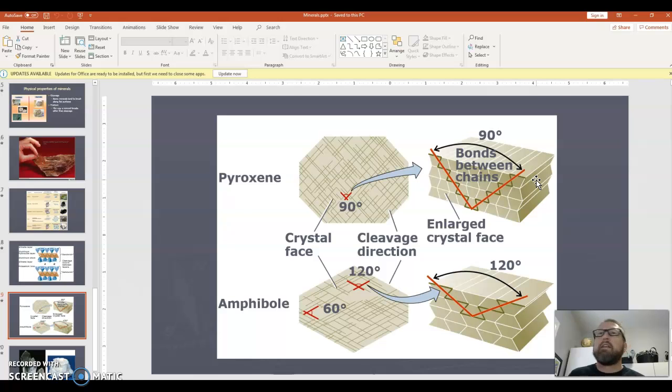Again, you can see that in the Gizmo, but if you have the hand samples, you can see that some of these form cubes at 90 degrees and others are offset, like it says here, at 120 and 60 degrees.